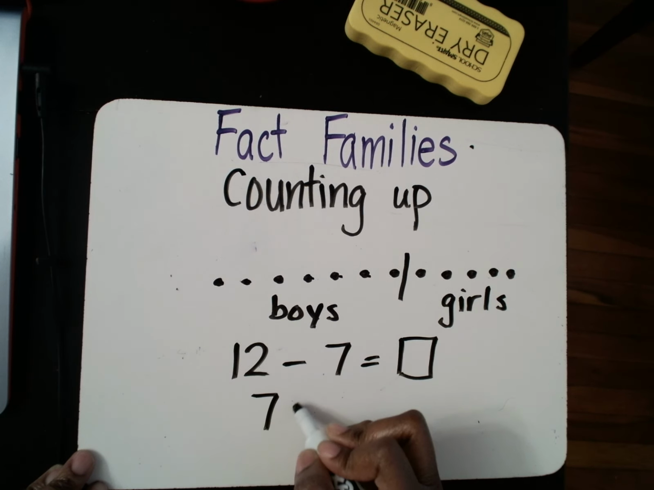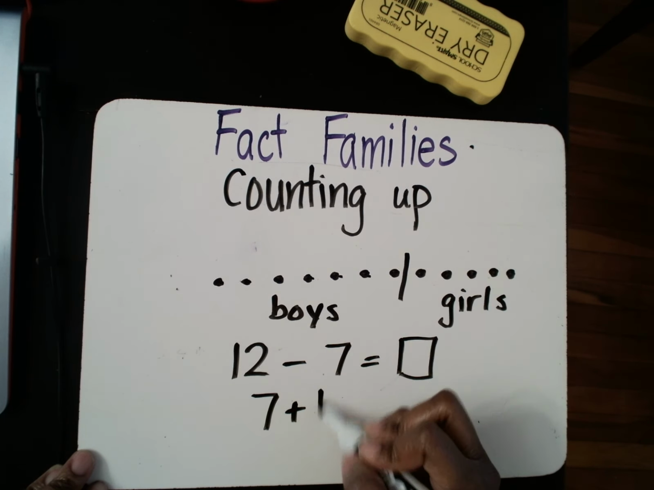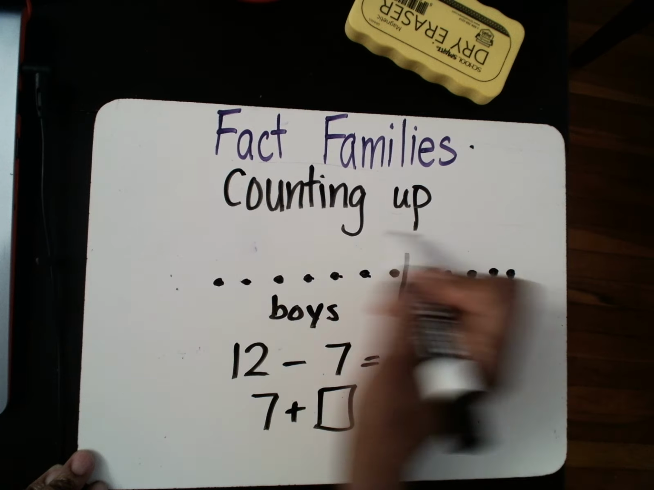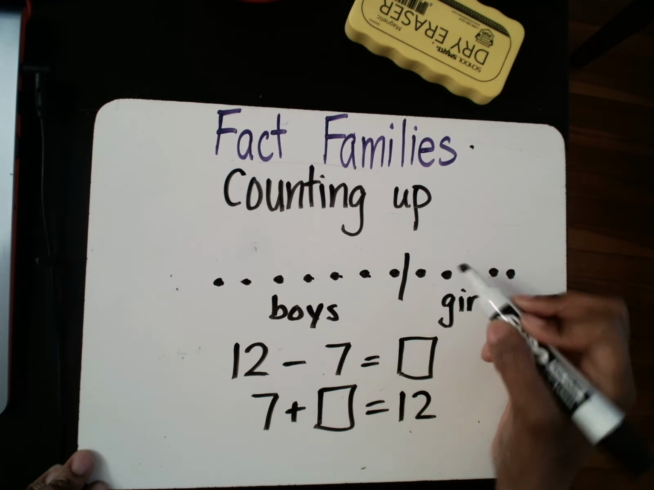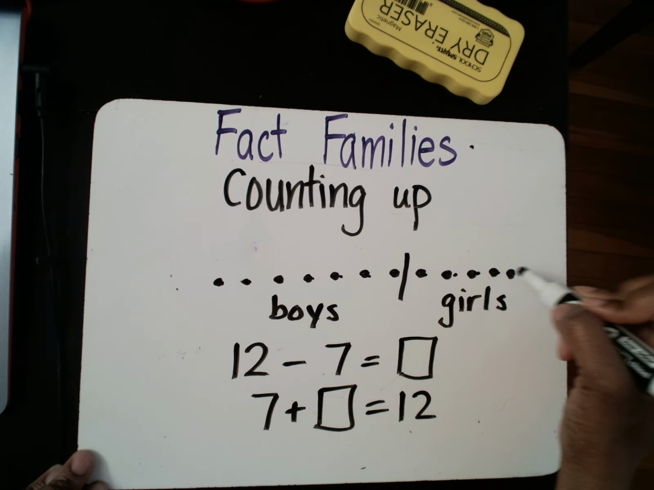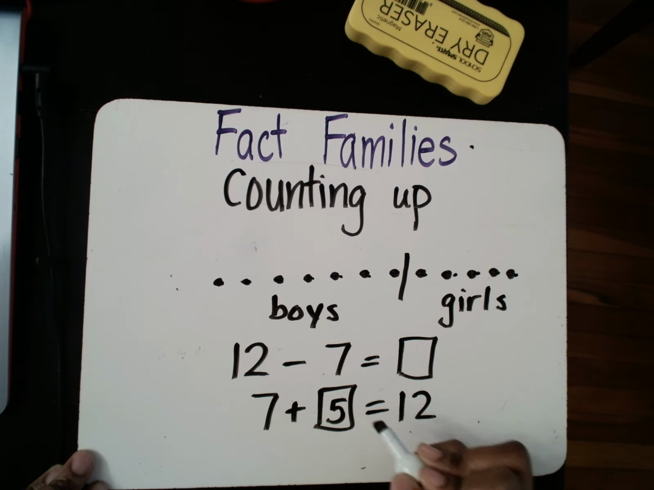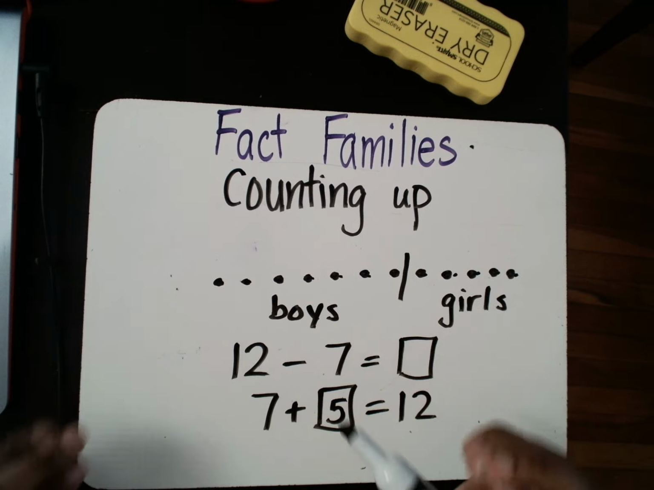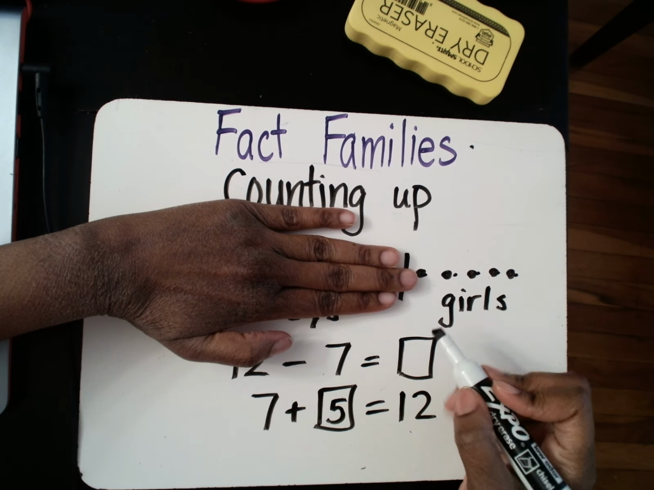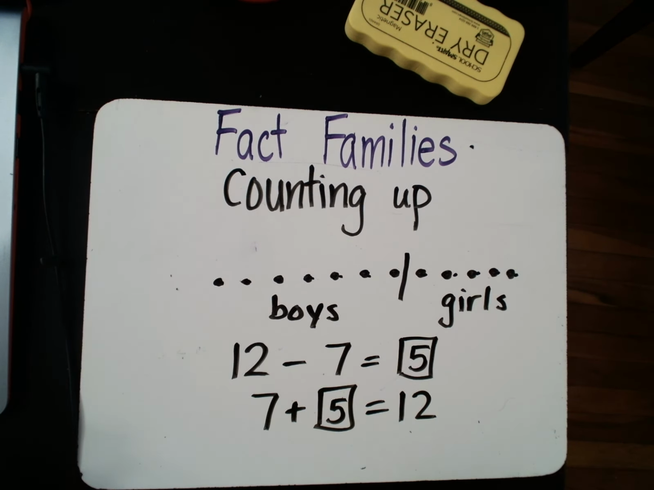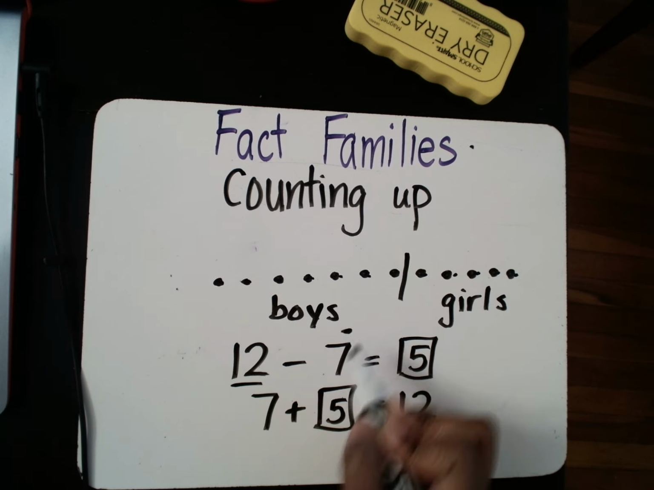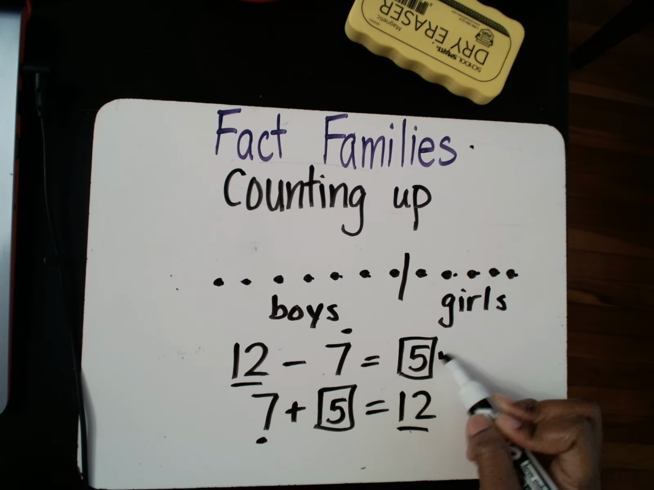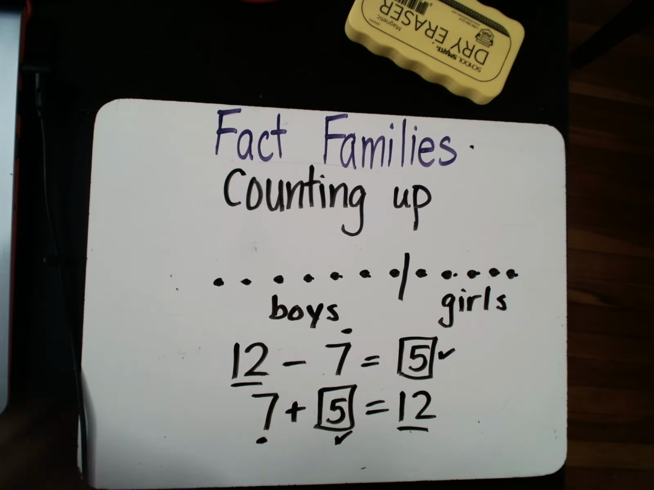I could use counting up to help me. 7 plus the girls is going to tell me how much I have altogether. 7 plus 1, 2, 3, 4, 5 equals 12. So that means 12 take off 7 is going to equal 5. These two equations are part of a fact family because I have my total, a part that I know, and a part that I'm trying to find out.